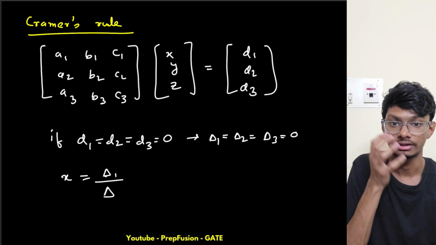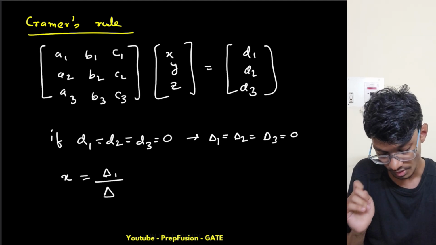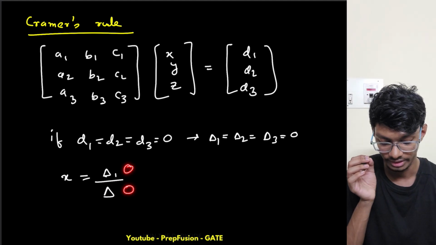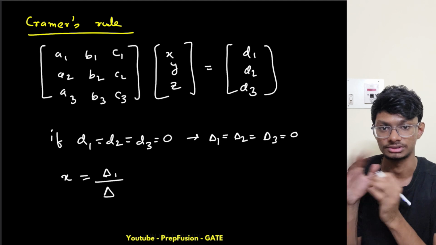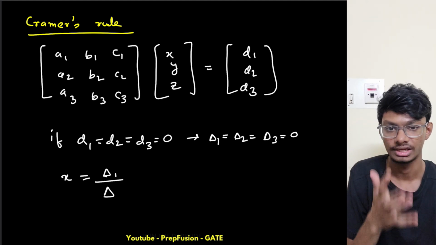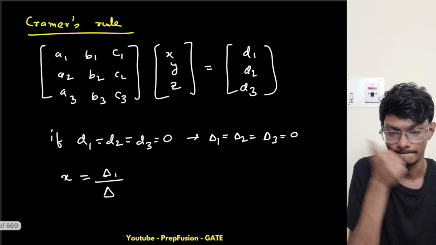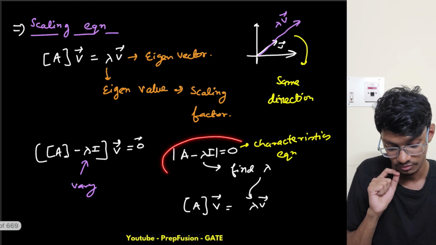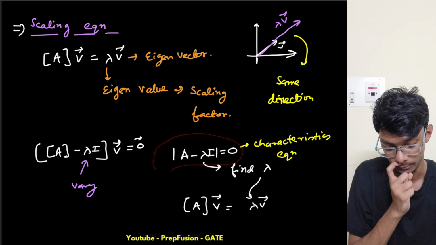So to find a non-zero solution, what I need is for this delta also to be 0. If I get some 0 by 0 format, then I will get some unique solution. That's why, when you study Cramer's rule, from there also you will understand that this delta needs to be 0. For this characteristic equation, delta needs to be 0.